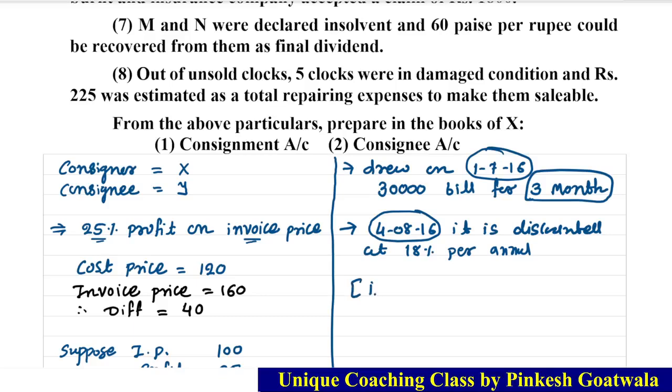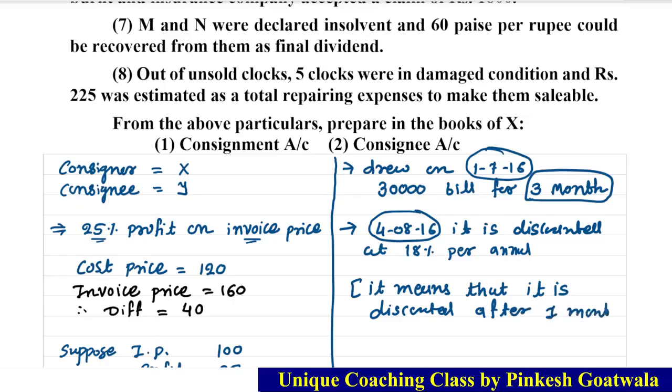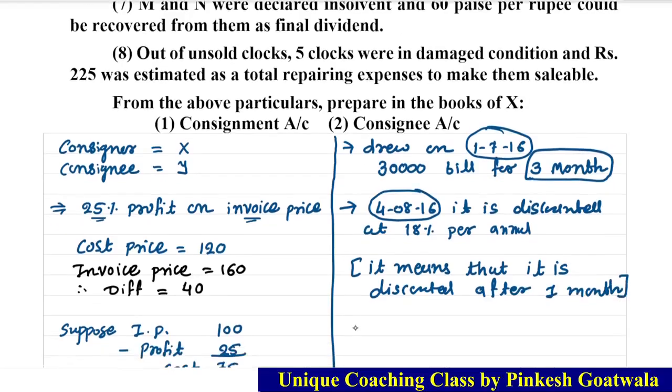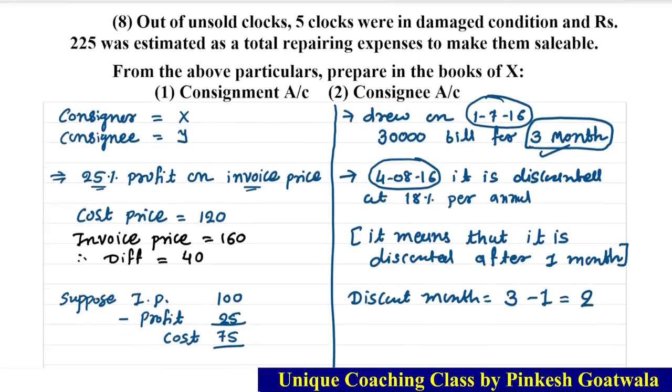So here it means that it is discounted after 1 month. Okay, ક્યારે ડિસ્કાઉન્ટ કરી છે after 1 month. 1 મહિના પછી ડિસ્કાઉન્ટ કરી છે. So how many months do we calculate discount for? Okay, ડિસ્કાઉન્ટ ના કેટલા મંથ આપણે કન્સિડર કરીશું? ટોટલ મંથ્સ કેટલા હતા 3 અને 1 મંથ પછી ડિસ્કાઉન્ટ કરી છે એટલે આપણે 2 મંથ્સ નું ડિસ્કાઉન્ટ ગણીશું. Okay, we should calculate discount for 2 months.